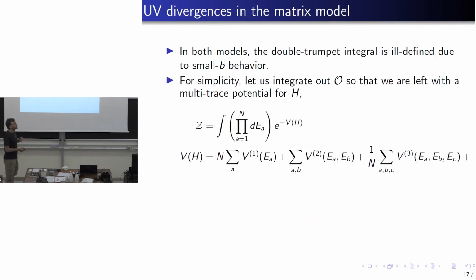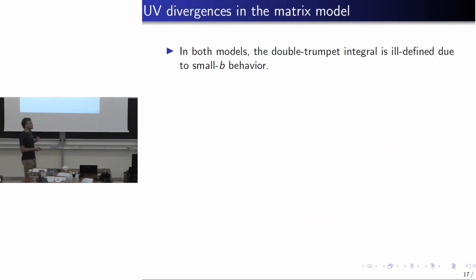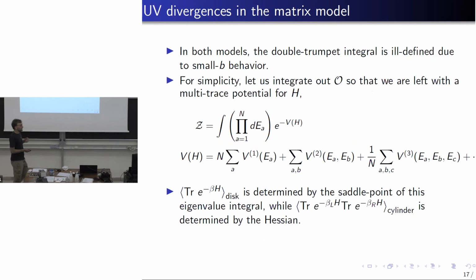Okay, so this is the last slide, and then I jump to the conclusions. Right, so as I mentioned, in both models, you have this problematic small b behavior, and now hopefully this will answer Daniel's question: what does this mean on the matrix model side? So for simplicity, let's suppose we integrated out O. So we just have some multi-trace potential for H.